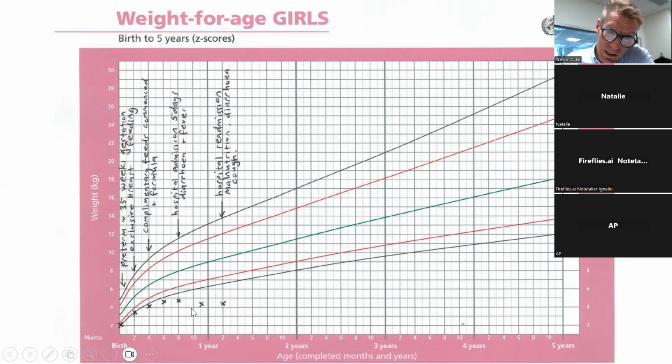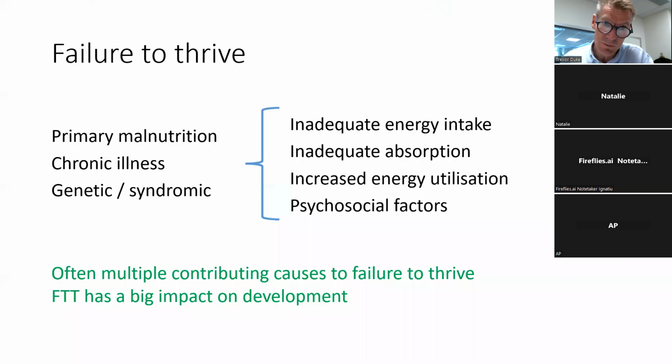And yet it took until she was 2 years to identify her as having severe acute malnutrition. This is a real case, and I think it just illustrates that we miss failure to thrive, and we diagnose it when it's severe acute malnutrition.